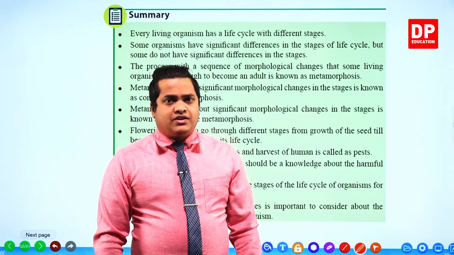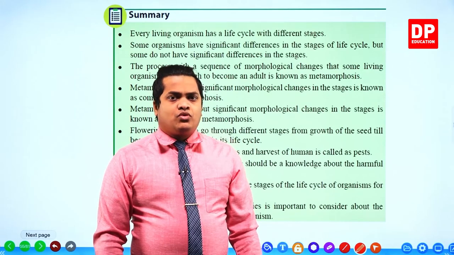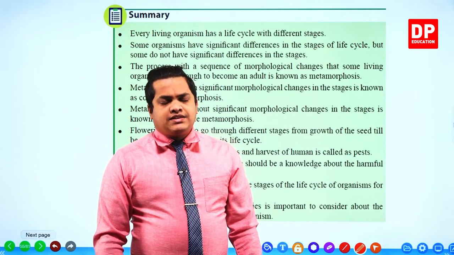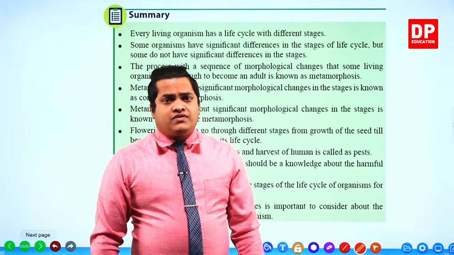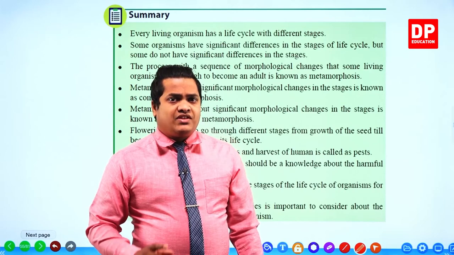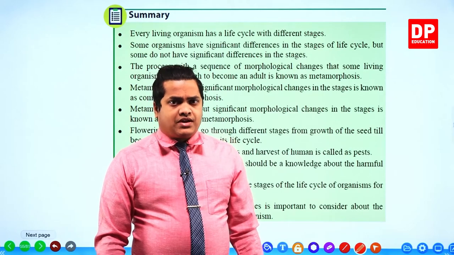They are very similar to the appearance and the morphological features of the adult, okay? So there are some organisms who go through metamorphosis, and there are some organisms who do not show metamorphosis. So we divided these two groups of organisms and we studied them separately when we were discussing the lesson.